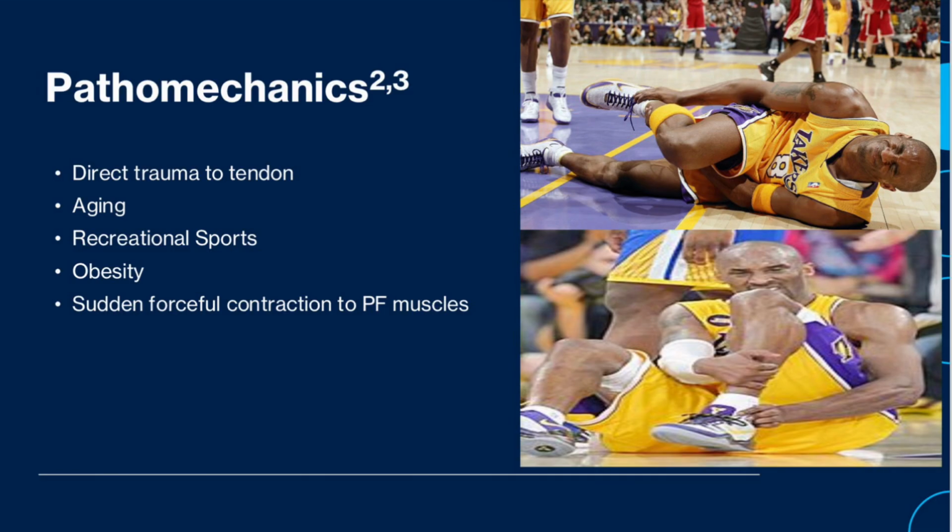Okay, some of the pathomechanics for Achilles tendon rupture are direct trauma, which is just external force impacting the Achilles tendon, aging due to naturally losing elasticity, and engagement in high-impact recreational sports, which involve rapid stops, starts, or jumping, such as basketball, soccer, tennis. Obesity can also increase stress on that tendon, and sudden forceful contraction of the plantar flexor muscles is a common trigger, especially when it's in dorsiflexion.